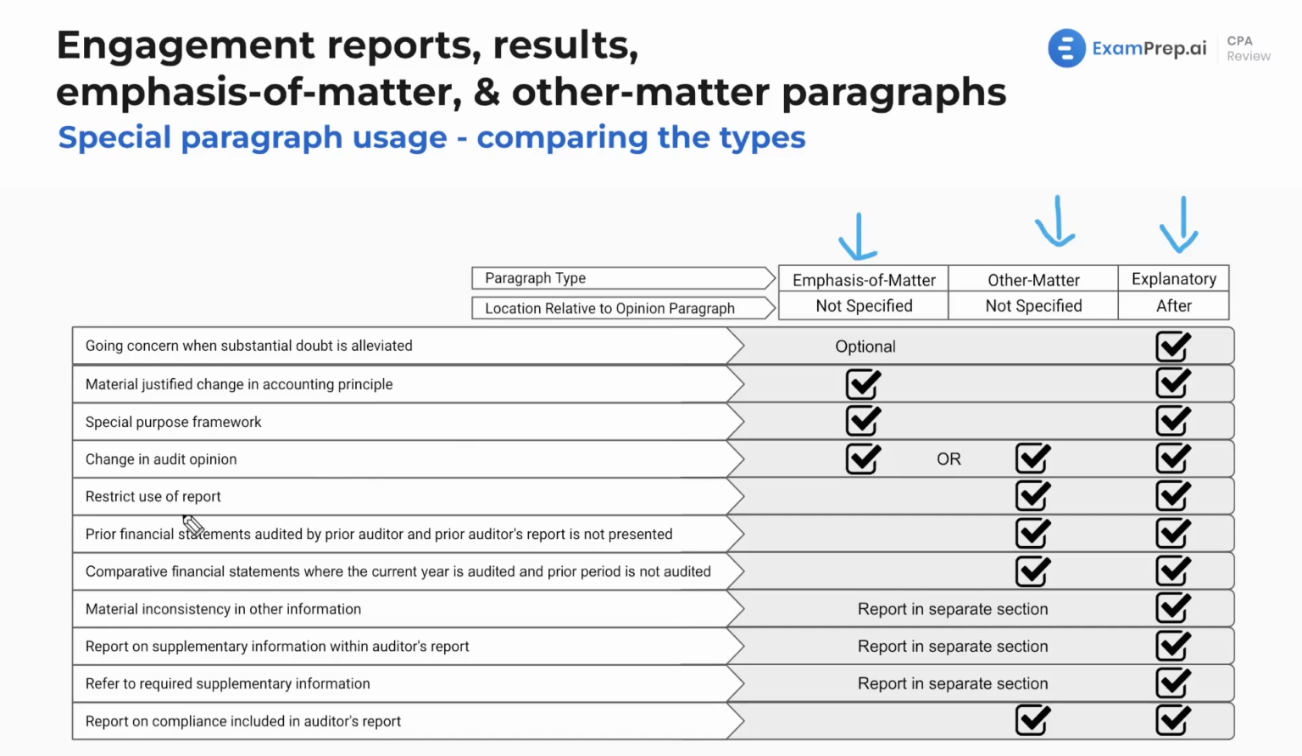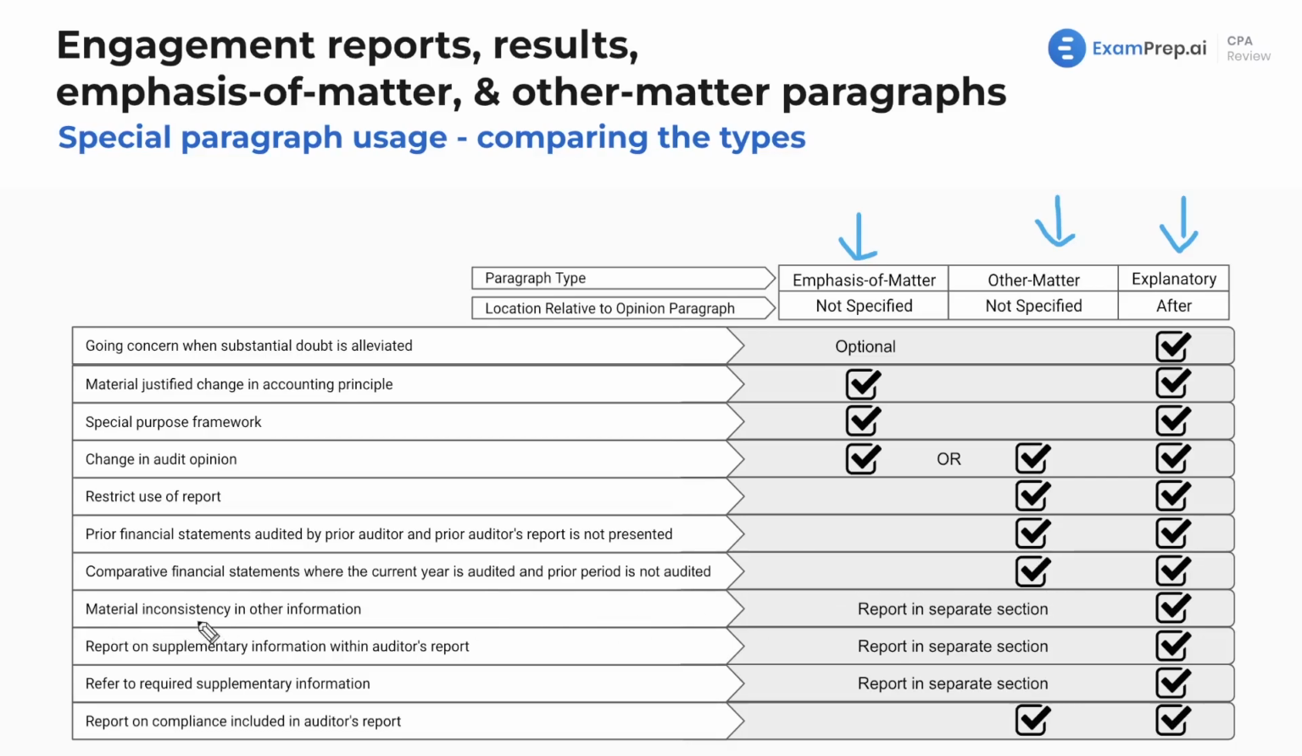What about if the report is restricted in use? You are going to use an other matter. And again, right, think about generally, are these items that you would see in the financial statements? And you're not going to see anything in the financial statements to emphasize that would say it's a restricted use report. And as such, you are going to need to give it an other matter. What about if prior financial statements were audited by a prior auditor and the prior auditor's report is not presented? You are going to give an other matter paragraph for comparability purposes. Compared to financial statements where the current year is audited and the prior period is not audited, you are going to include an other matter paragraph there as well.